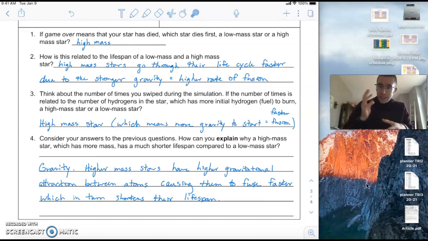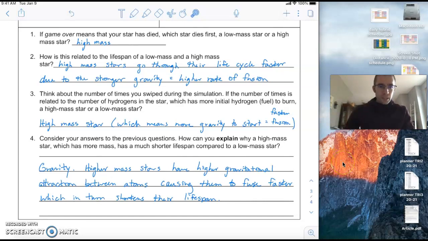Whereas a higher mass star will burn through its fuel faster. I mean, it's still millions, if not billions of years, but they're going to go through their cycle. They're going to jump from main sequence to supergiant to supernova very quickly compared to those low mass stars.